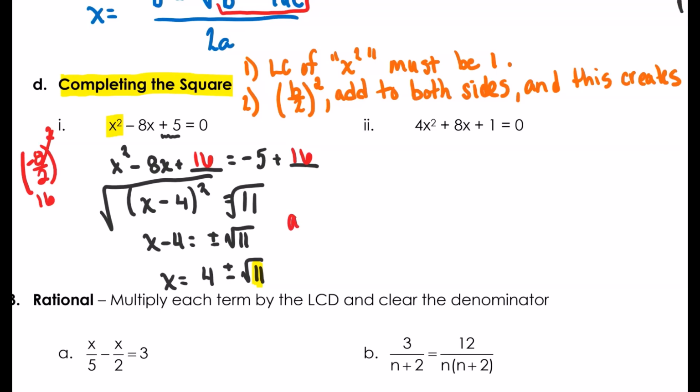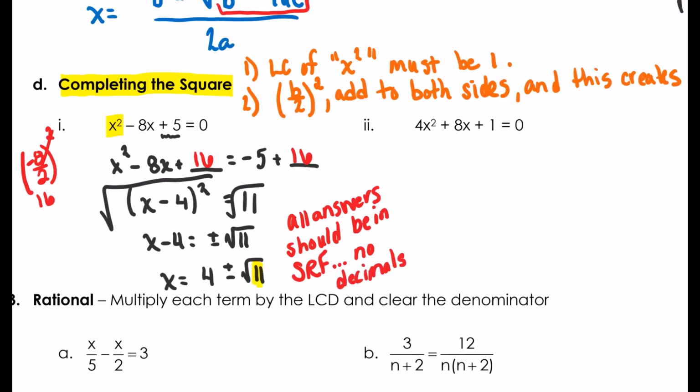So your answers must be reduced. So remember, we call this SRF, simplified radical form, and we won't be using decimals. And that means then that we're giving exact answers, and so that would be the answer that I want. If you want to separate it into 4 plus root 11 and then 4 minus root 11, that's perfectly fine, but I personally don't prefer that because that was the whole point of creating that plus minus symbol.